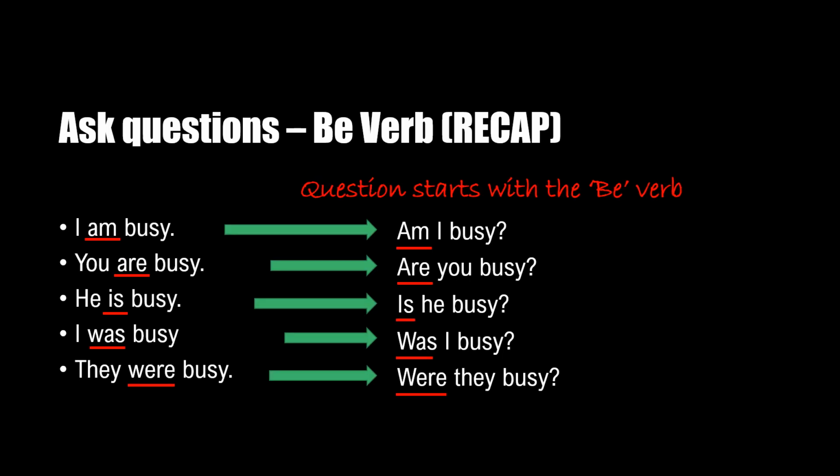Next, we will see how we ask questions using the be verb. We have already done it for the present tense and the past tense. I am busy. Am I busy? So the question starts with the be verb. You are busy. Are you busy? He is busy. Is he busy? I was busy. Was I busy? They were busy. Were they busy?